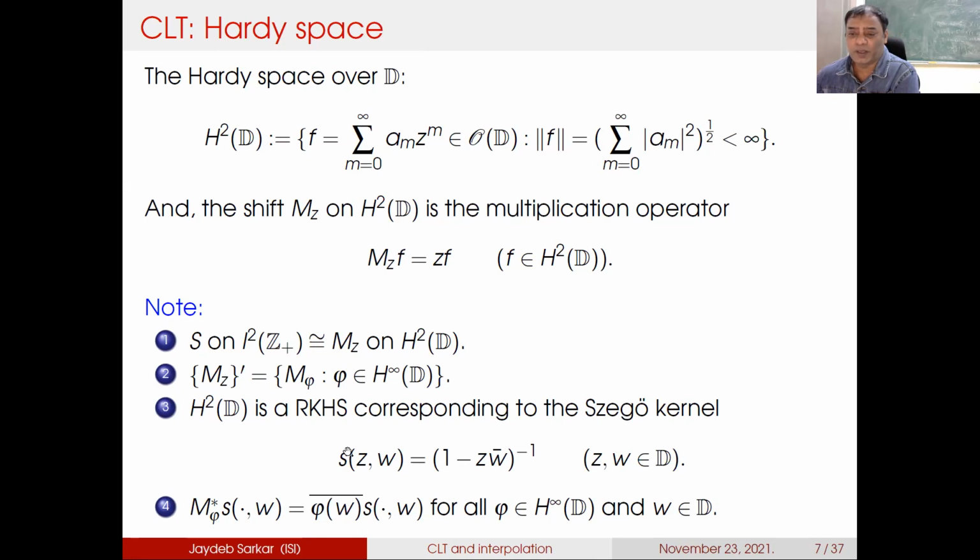Another aspect is that H2 is a reproducing kernel Hilbert space corresponding to Szego kernels. This is the definition of the Szego kernel. The fourth important point is plenty of eigenvectors. In other words, M_phi star applied to S_omega equals phi of omega bar times S_omega. So these are all eigenvectors for any H infinity function phi. These are the key aspects of the Hardy space.